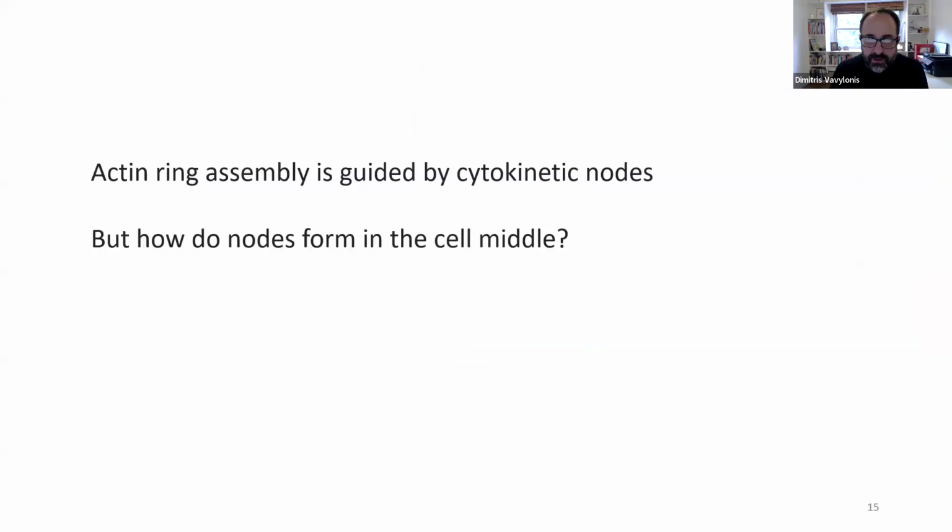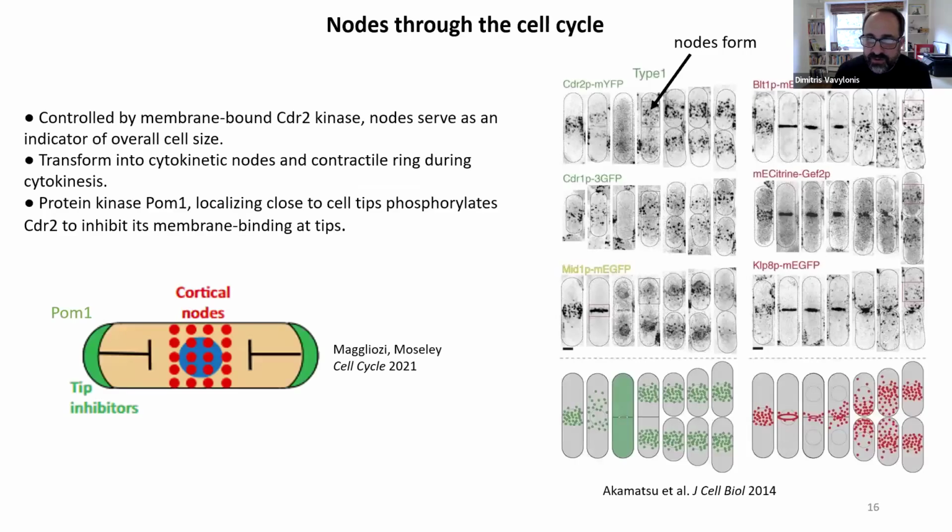So I hope I showed you in summary how this ring assembly in these yeast cells can be understood as a process of bundling of actin, and turnover of actin, but it's guided by these nodes that form in the middle of the cell. Okay, but then how do the nodes form in the middle of the cell? This is a basic question related to this medial division pattern.